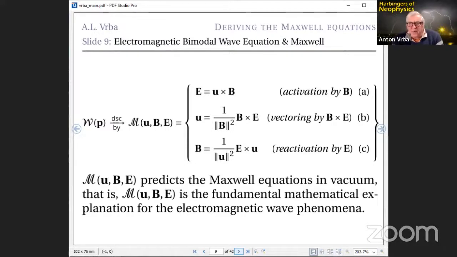Now, here I'll repeat what I've done earlier, and basically I'll make the statement that the equation set MUBE predicts the Maxwell equations. Basically, it is superordinated to the Maxwell equations. That's a very big word for me to say, to superordinate something over Maxwell, but I will show you why this is true.